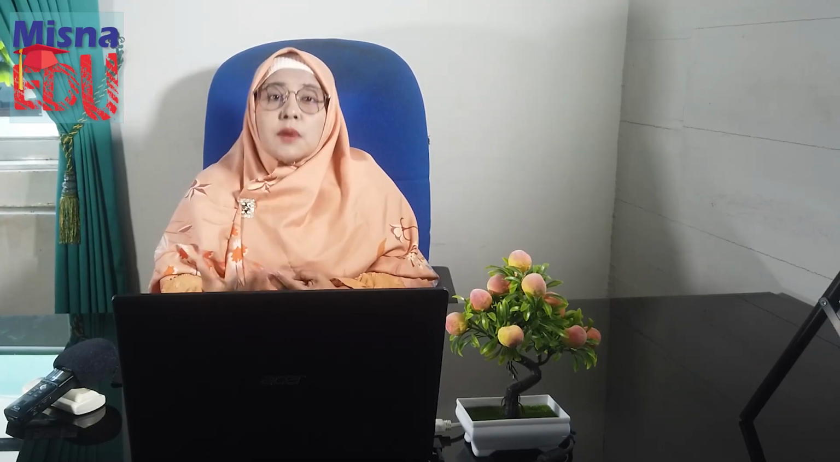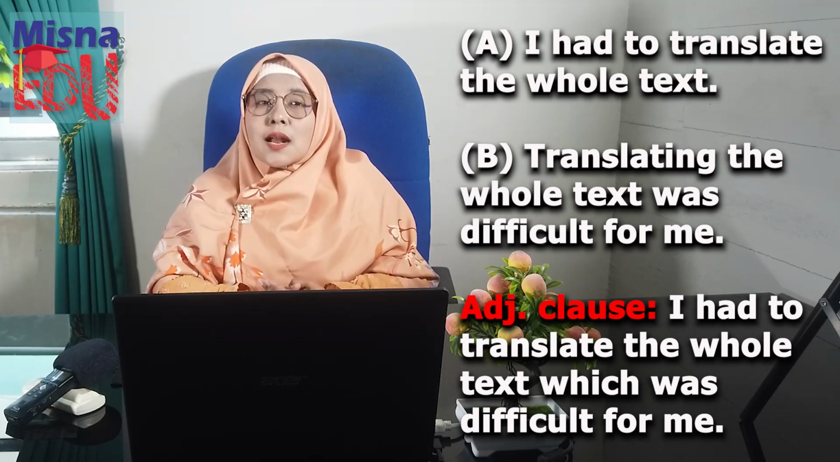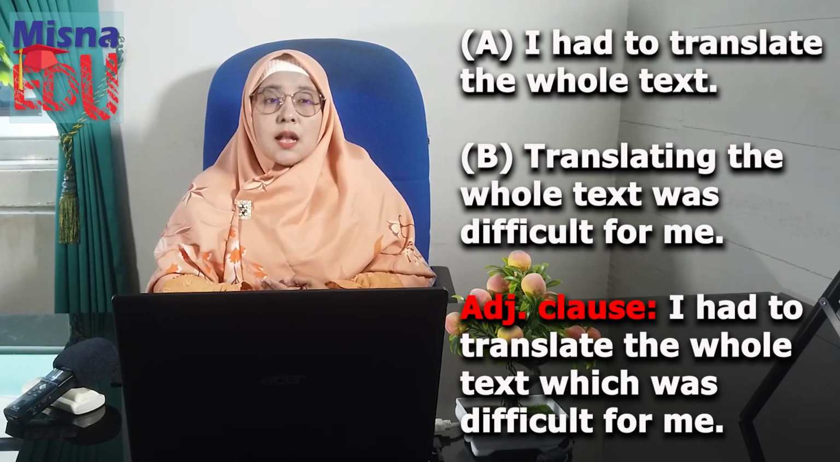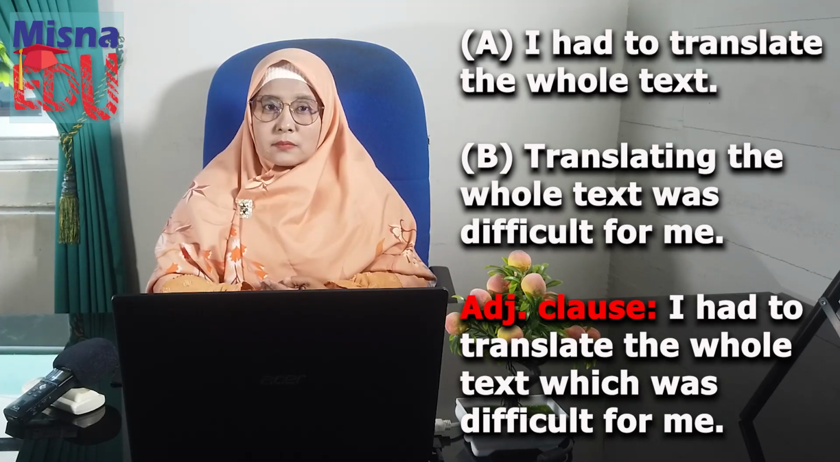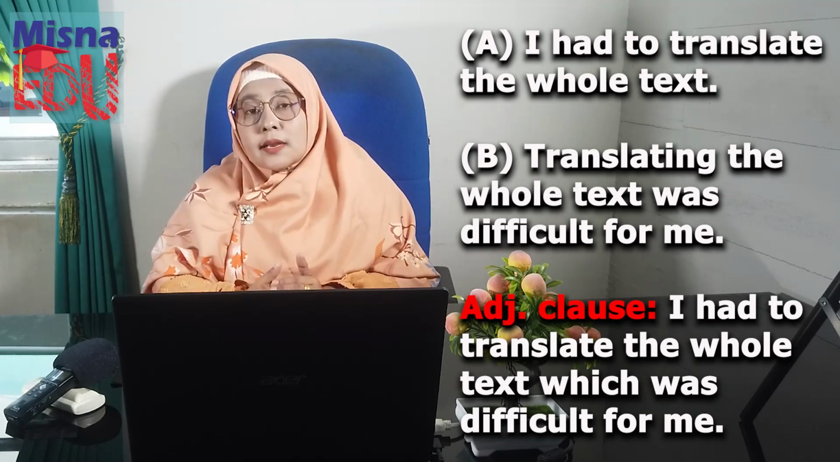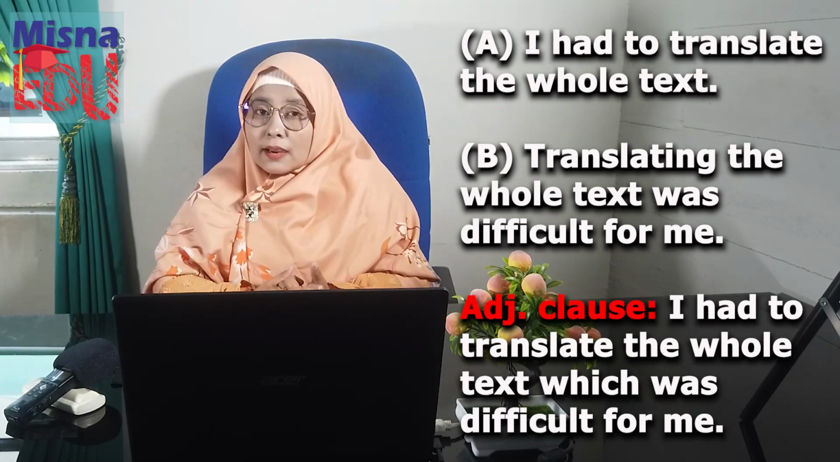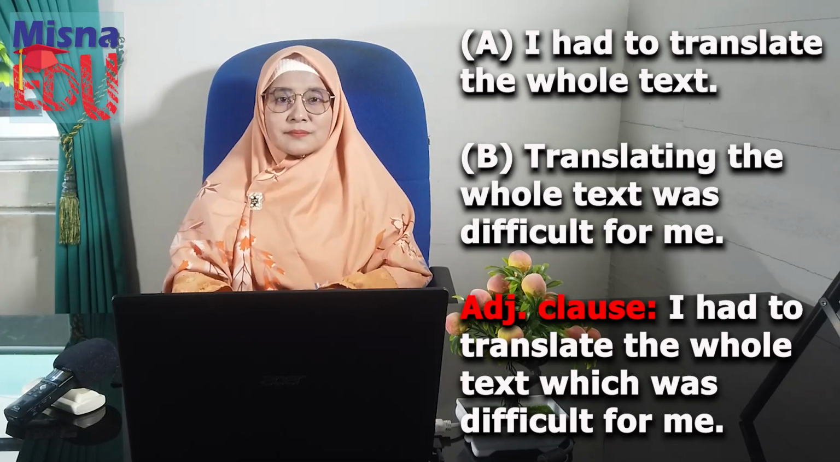For example, here there are two sentences, so we must combine them to be a good adjective clause. First sentence, I had to translate the whole text. Second one, translating the whole text was difficult for me. When we combine them to be an adjective clause: I had to translate the whole text which was difficult for me.